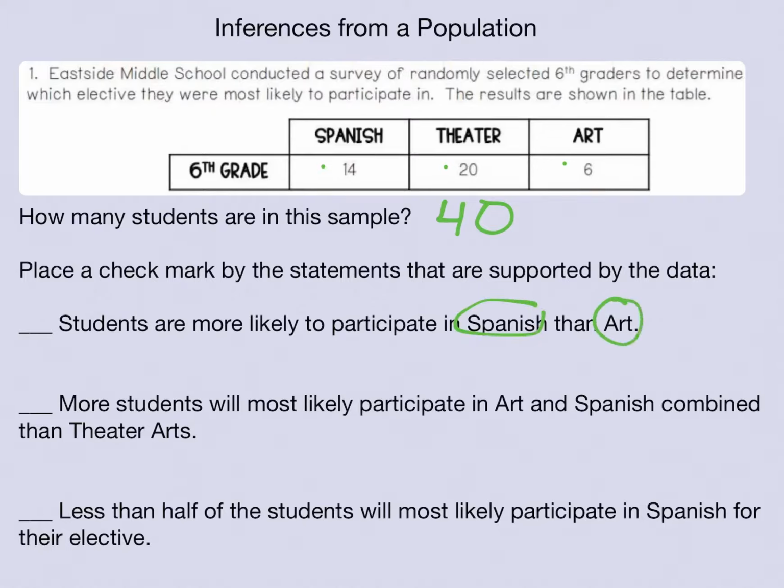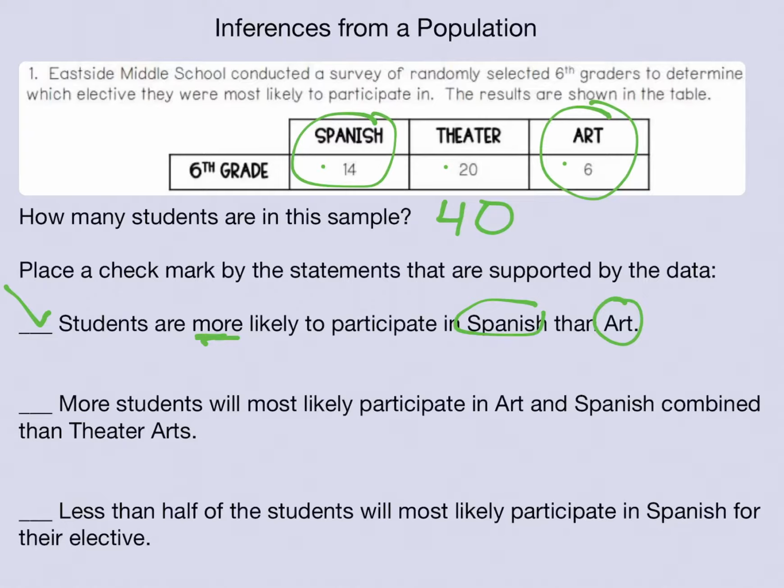Since we're comparing Spanish and art, let's go ahead and look at those up here. Okay, and it says students are more likely. So do you think that students are more likely to participate in Spanish than art? Looking at the numbers, this is an accurate statement. It's supported by the data, so I'm going to put a check mark because in this sample size we had 14 students choose Spanish and 6 choose art. So this is an accurate statement.